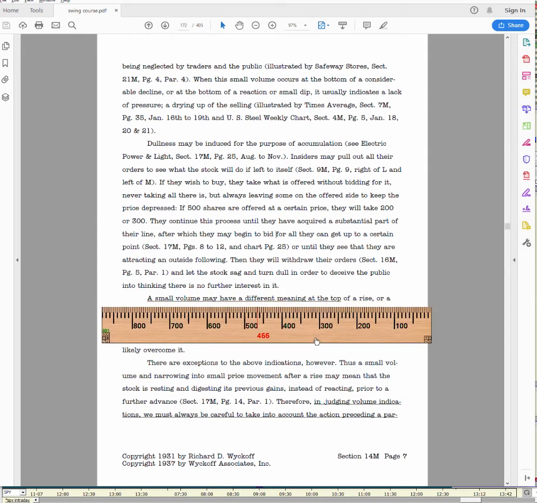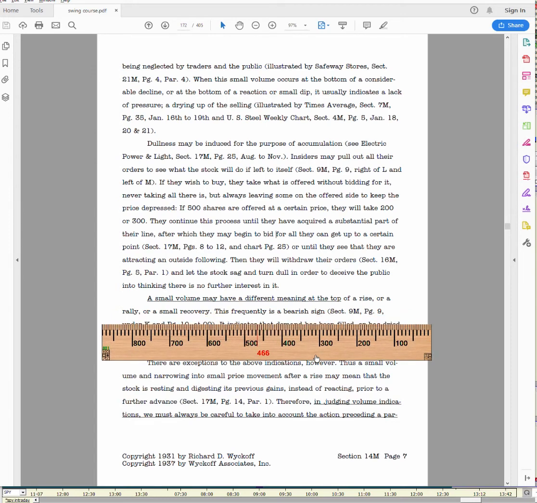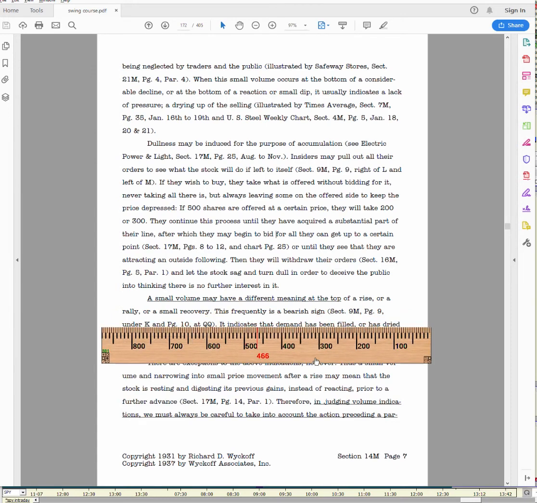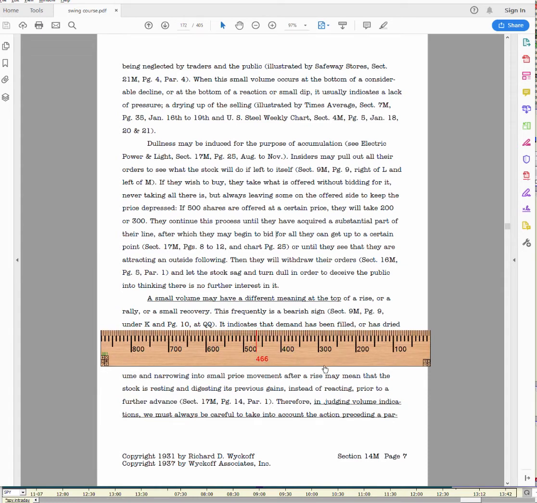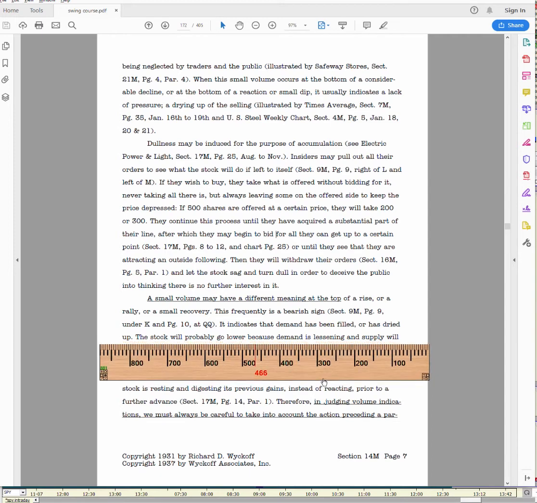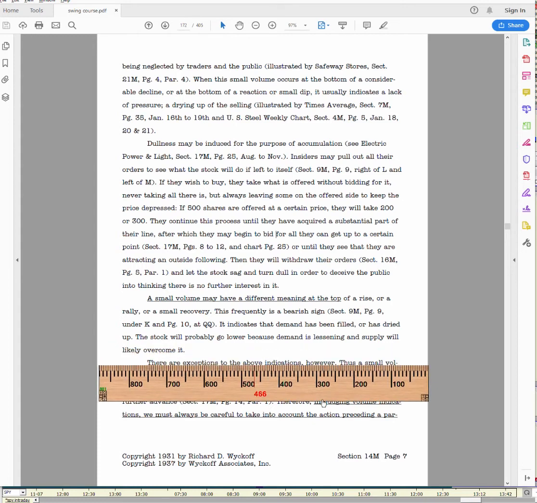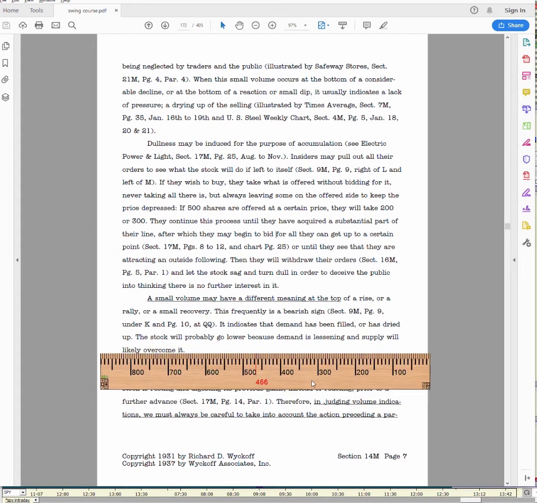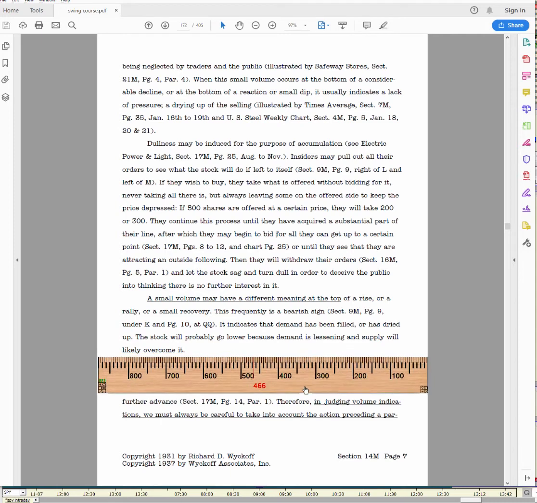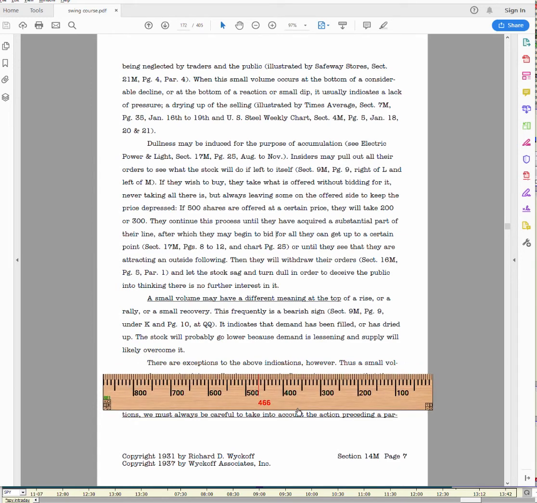Okay, a small volume may have a different meaning at the top of a rise or rally or small recovery. Frequently this is a bearish sign. It indicates that demand has been filled or has dried up. The stock will probably go lower because demand is lessening and supply will overcome it. You see a low volume pullback, or a low volume rally, which is also interesting there.